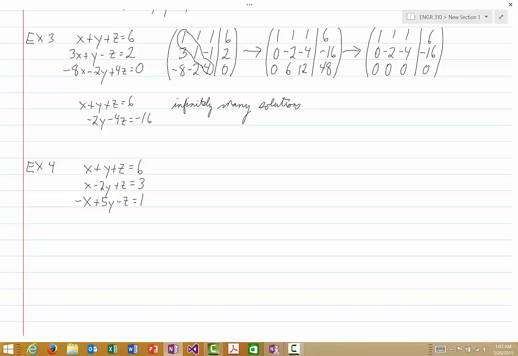So, as I said, I encourage you to stop the video and try to solve this yourselves, and then we'll all look at it together. Okay, so let's see what happens when we go through the procedure with this. Our augmented matrix will be 1, 1, 1, 6; 1, -2, 1, 3; -1, 5, -1, 1.